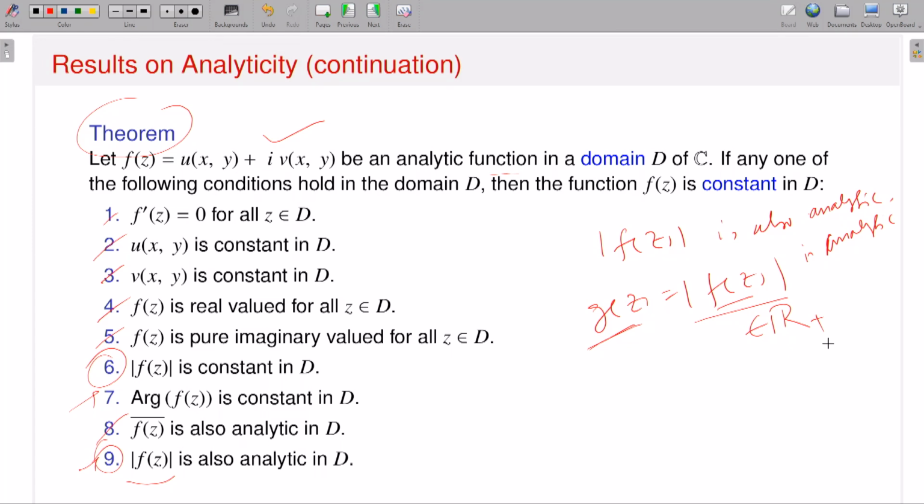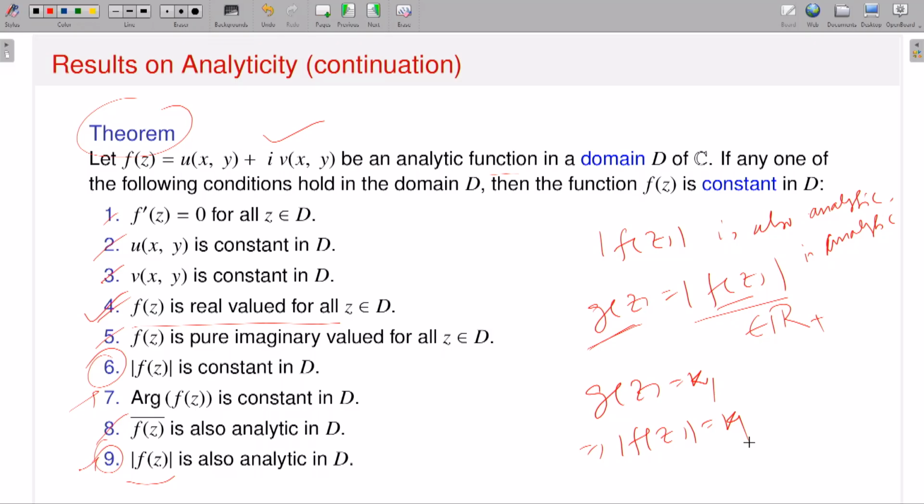Now come back to here. Look, if I have an analytic function which is taking purely real values, then what have you concluded? That function has to be constant. So that means g is constant, k1. g is constant means what? Modulus of f of z is constant, right?